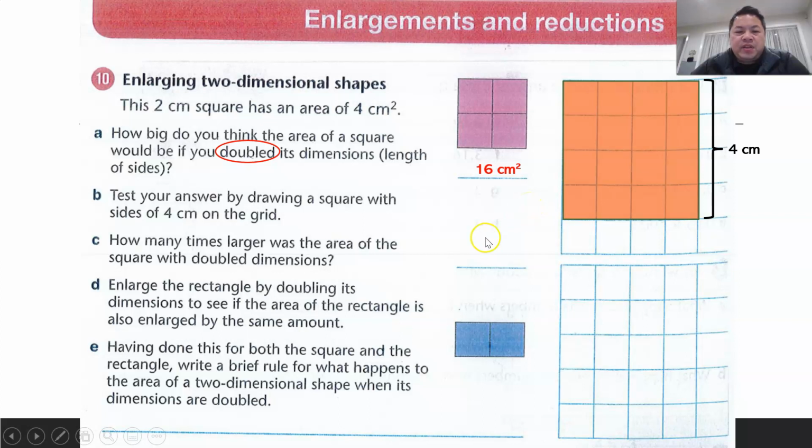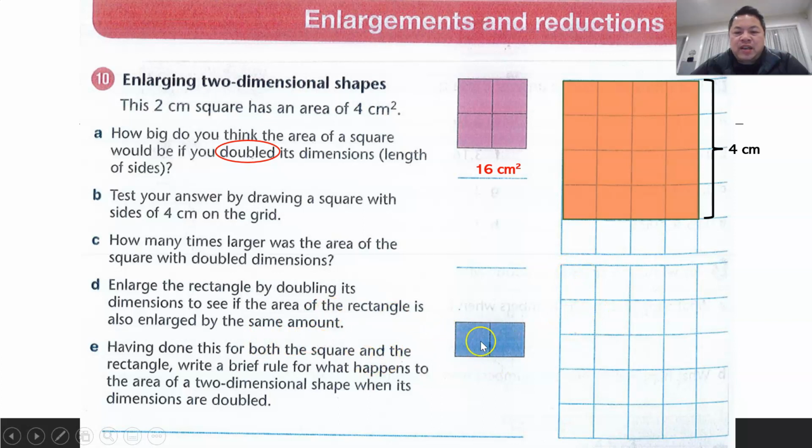And then from here they'll say, how many times larger was the area of the square with the double dimension? How much times bigger? So this is 2 by 2 is 4. 4 by 4 is 16. So how many times has it been enlarged? Put the answer here. Do the same thing for the rectangle.